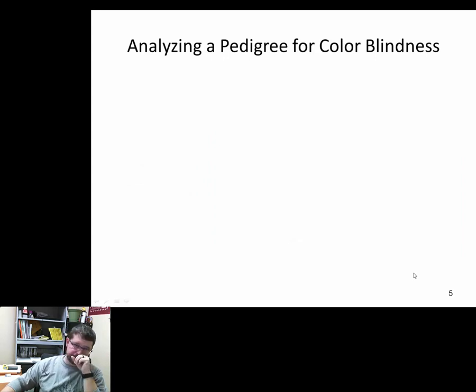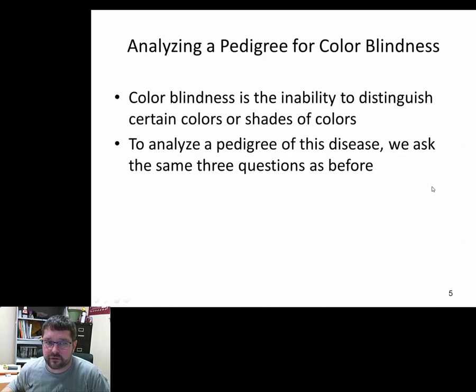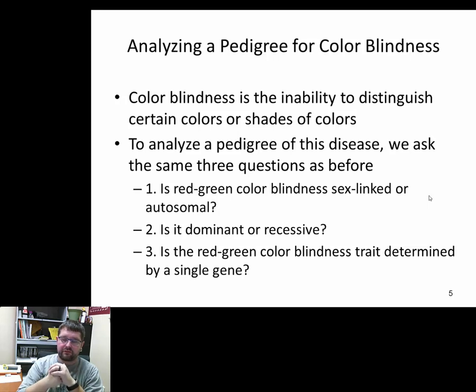Okay, let's look at another one. Color blindness. Okay? So color blindness has different types. You can be red-green, you can be other types. Red-green's probably the most, I don't want to say popular, but occurs most often. And that's just the inability to distinguish certain shades of color. Now, we can ask the exact same 3 questions. Is it sex-linked? Is it autosomal? Is it dominant? Is it recessive? Is it single gene or multiple genes?